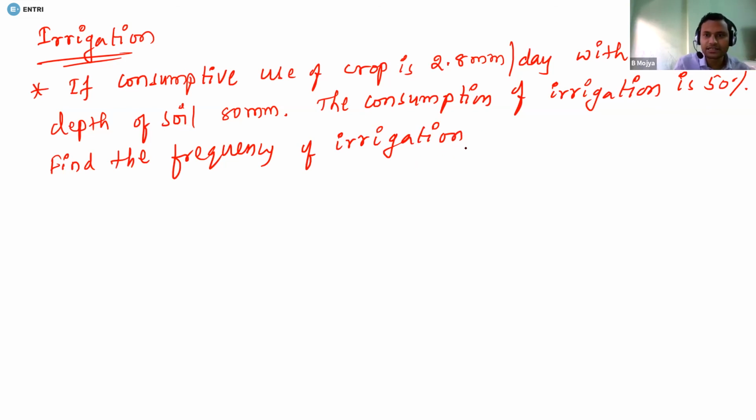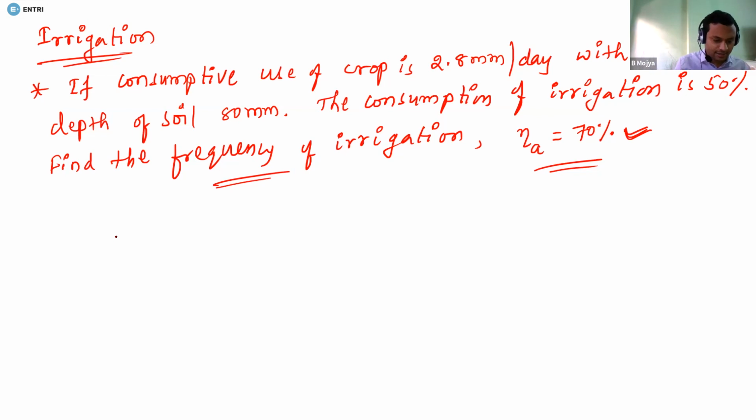So irrigation frequency is asked, and the efficiency is also given. Application efficiency is given as 70%. But as per the data and the term we are going to find, there is no use for the application efficiency. Application efficiency has no role in the calculation of irrigation frequency.